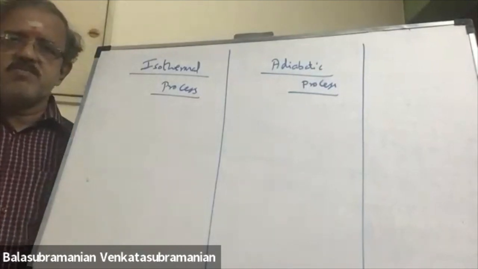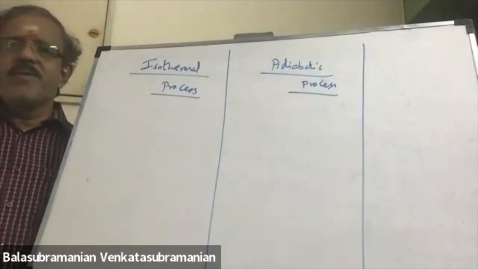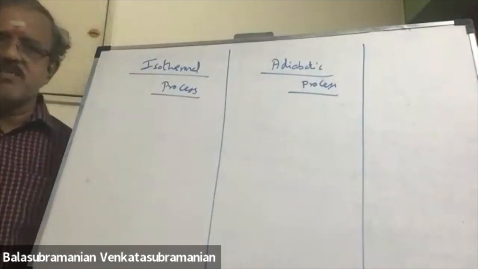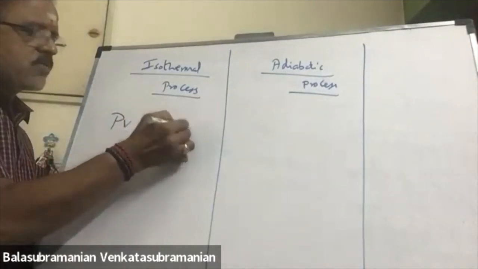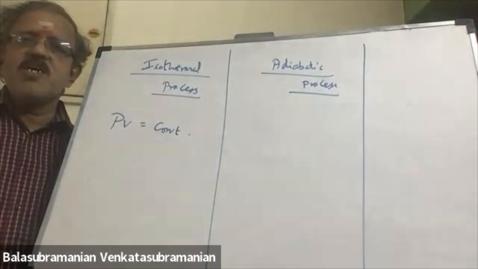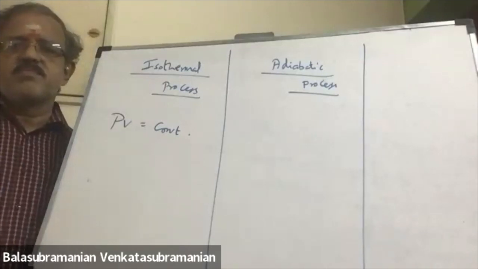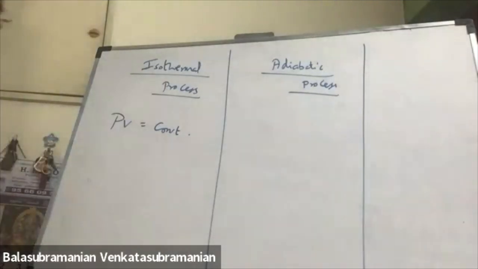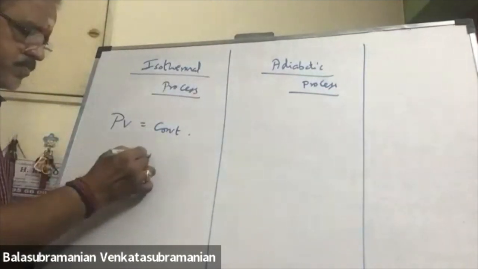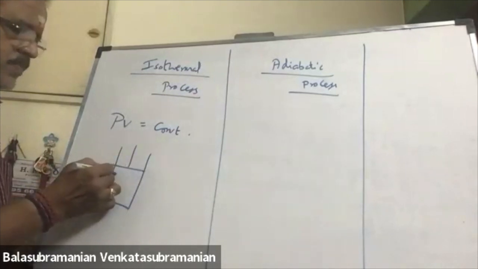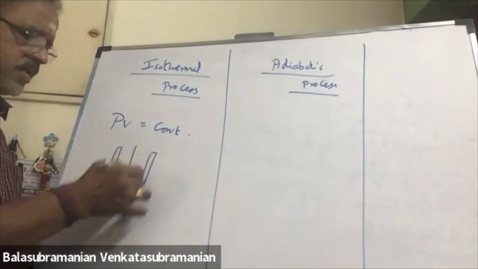Isothermal process. Pressure and volume of the system change, but the temperature remains constant. That is called an isothermal process. PV is equal to constant. Pressure and volume change, but temperature remains constant. Okay. Of course, here a frictionless piston, some gas is present, surrounding is non-conductive.